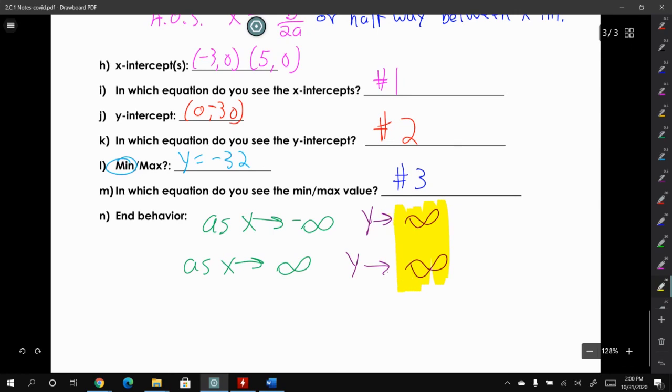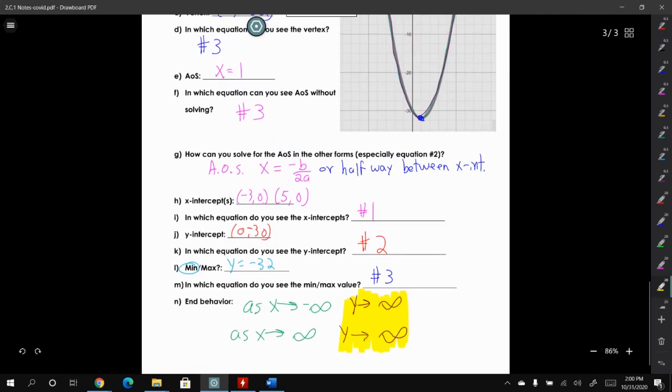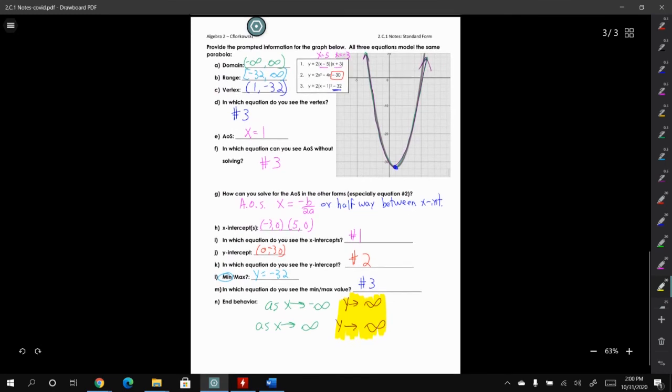So this problem here is a good exercise on which information is easiest to find depending on the form our quadratic is in. So we're going to be practicing this a little bit more because it is such a powerful tool to be able to use. Because sometimes it might be easier to use one form or another depending on what the question is asking for.